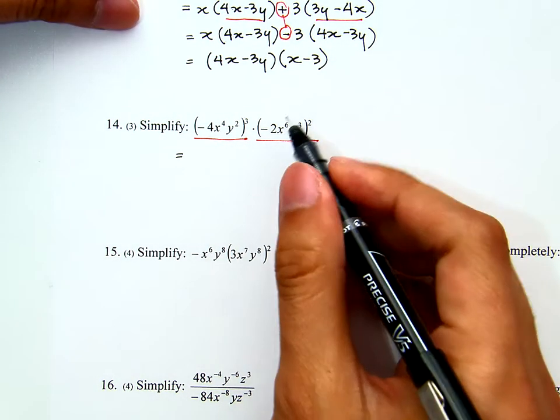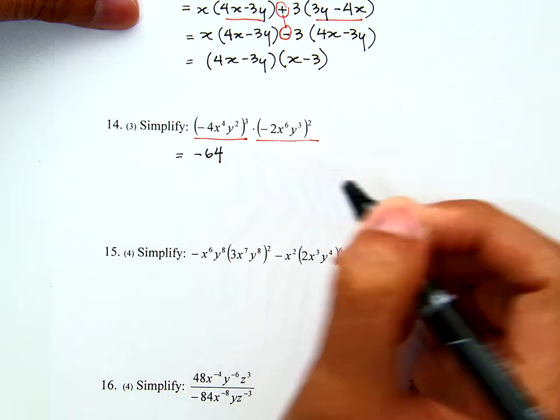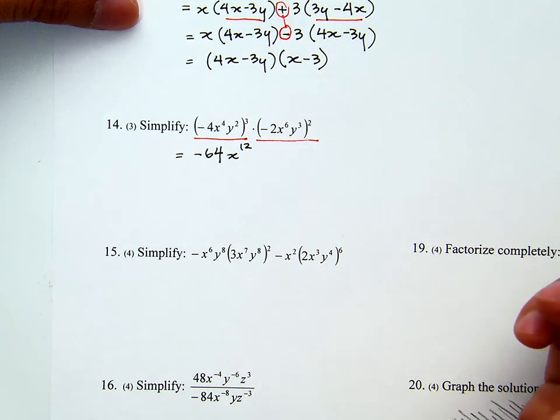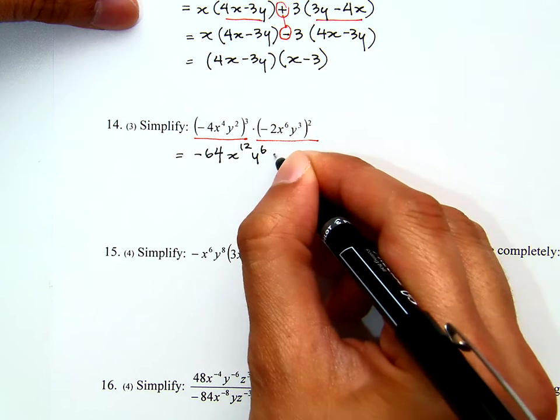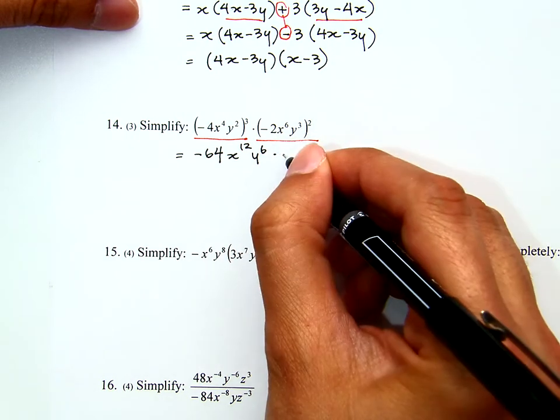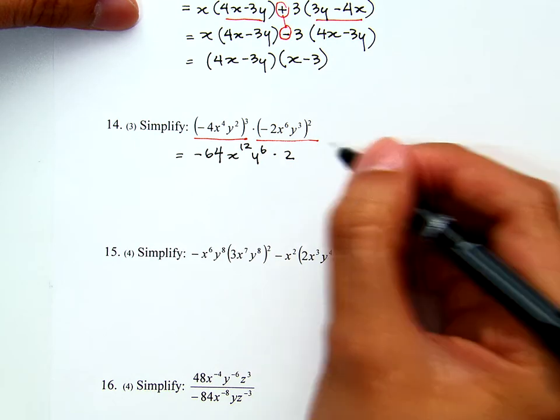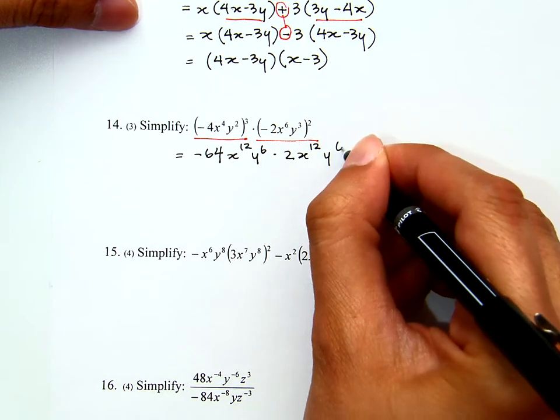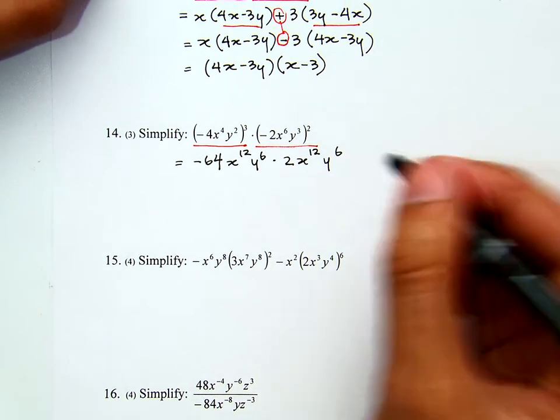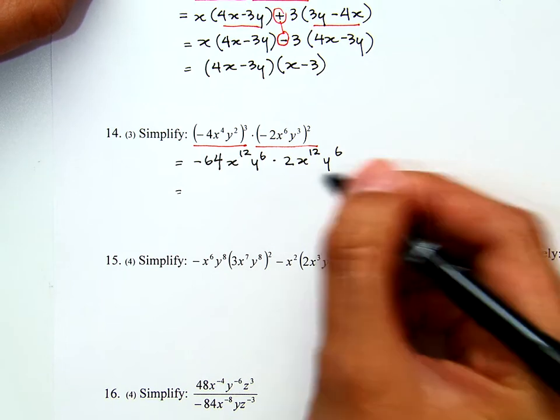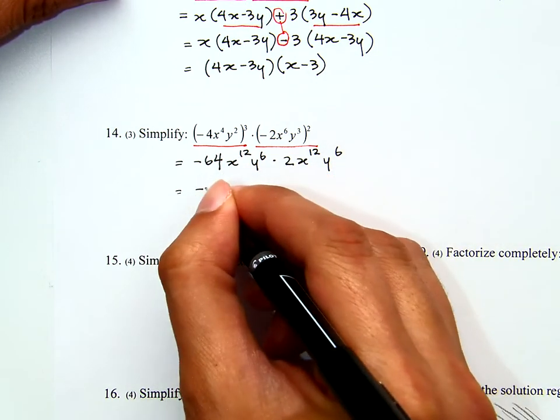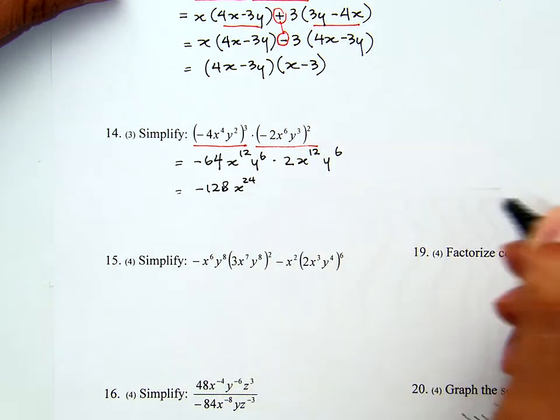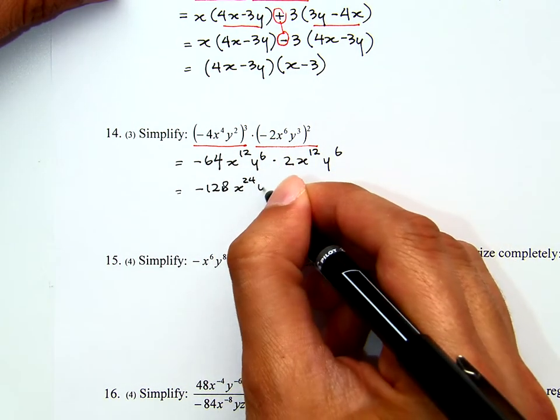Okay, now negative 4 to the power of 3 is negative 64, and x to the 4th cubed is x to the 12th, y squared cubed is y to the 6th, times negative 2 squared is positive 4, x to the 6th squared is x to the 12th, and y cubed squared is y to the 6th. Okay, now what I will do next, I'll multiply this expression with that one, and negative 64 times 2 is negative 128. X to the 12 times x to the 12 is x to the 24. Y to the 6 times y to the 6 is y to the 12.